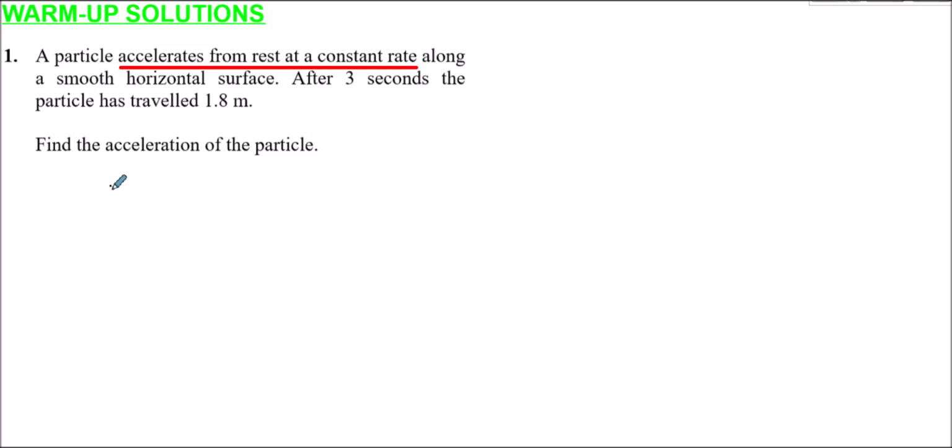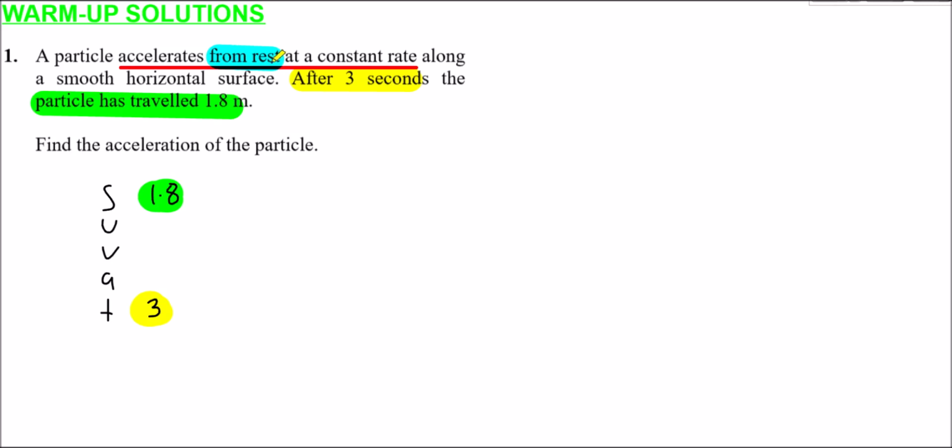Okay, so let's just write down SUVAT and fill in what we know. We're told the time frame is 3 seconds. Okay, so the time is 3 seconds. We're also told the displacement after 3 seconds is 1.8 meters. So we can fill in that the displacement is 1.8 meters. Subtly, although not obviously, we're told the starting velocity of the particle. We're told that it starts from rest. So that means the initial velocity, u, is 0.